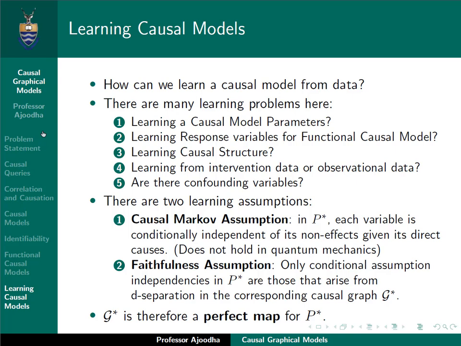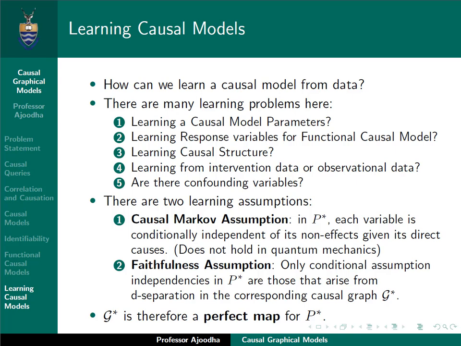So look, there are several learning problems. You may want to learn parameters. You may want to learn response variables for a functional causal model. You may want to learn the actual causal graph structure. You may have observational data or intervention data or a mixture of both, and you want to learn parameters with that. So the problem is difficult because a confounding variable, a latent variable, and uncertainty about the edge direction, and what priors do we incorporate, these are all things that make the problem difficult.